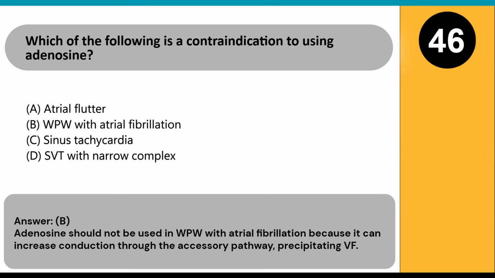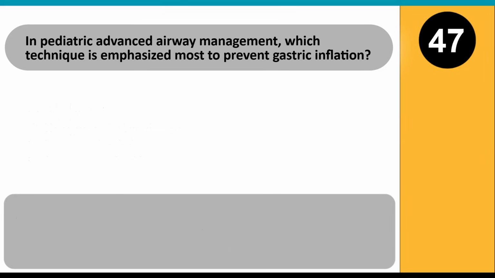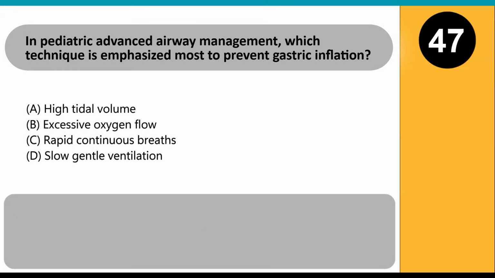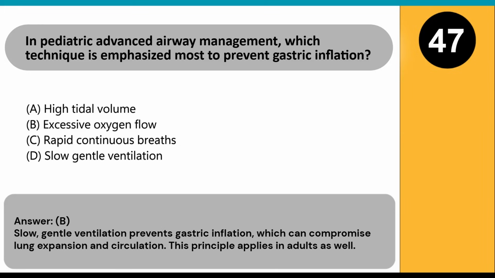In pediatric advanced airway management, which technique is emphasized most to prevent gastric inflation? A. High tidal volume. B. Excessive oxygen flow. C. Rapid continuous breaths. D. Slow gentle ventilation. Answer: D. Slow, gentle ventilation prevents gastric inflation, which can compromise lung expansion and circulation. This principle applies in adults as well.